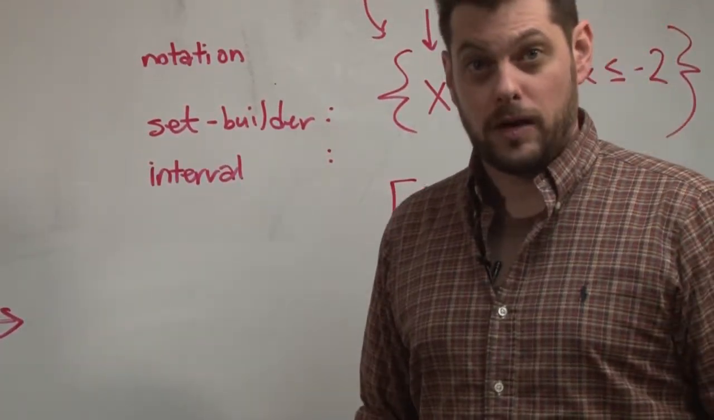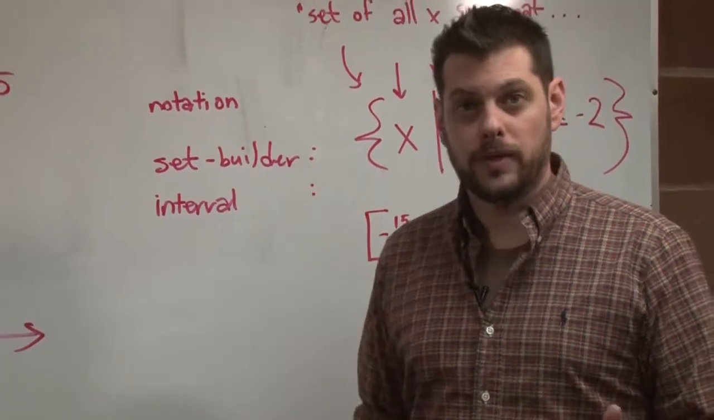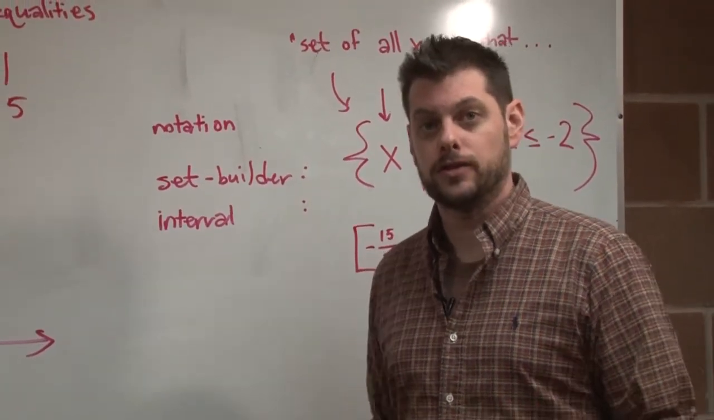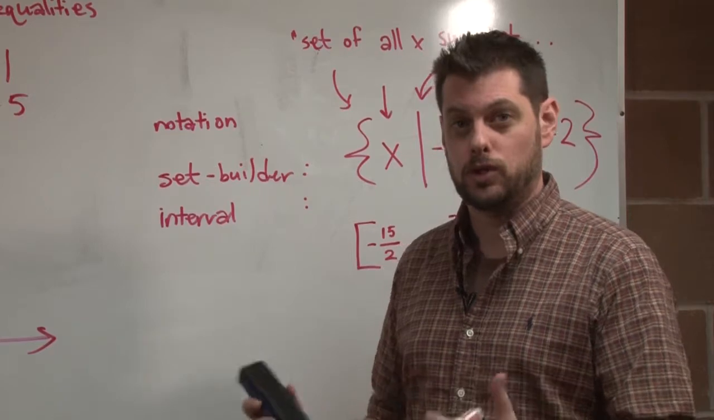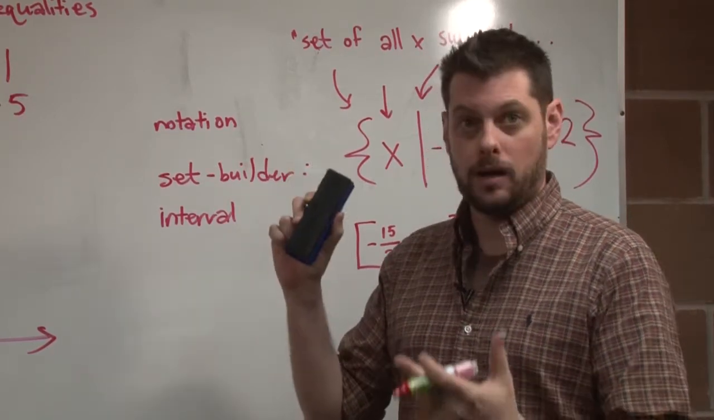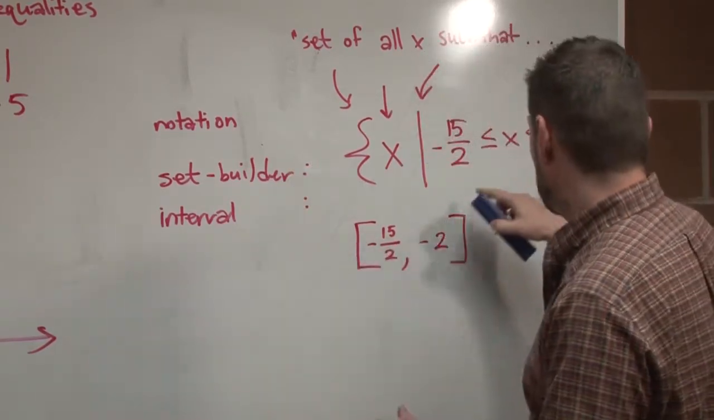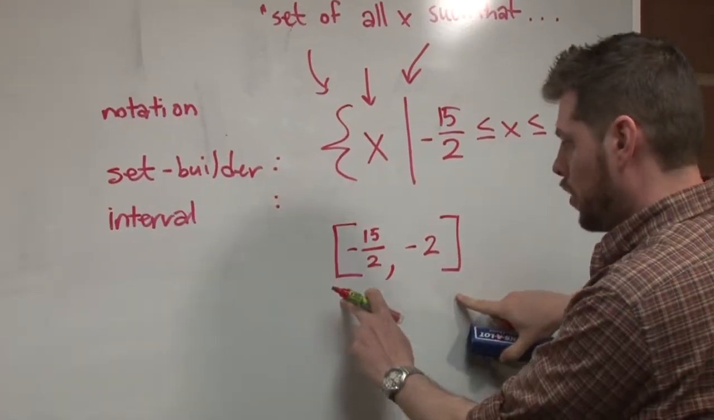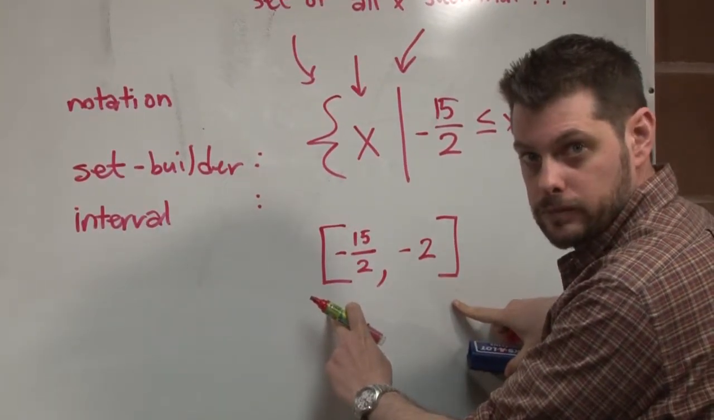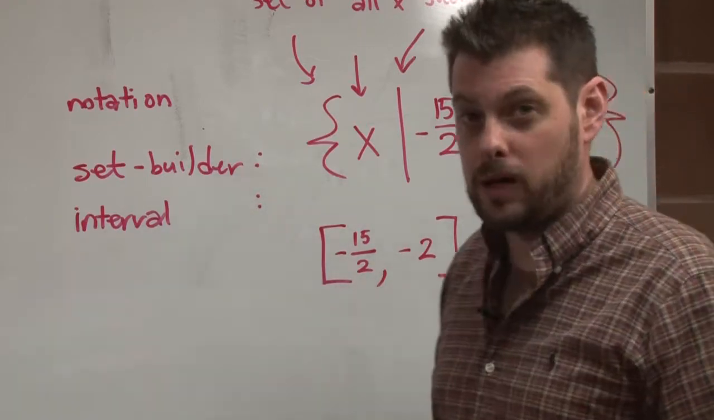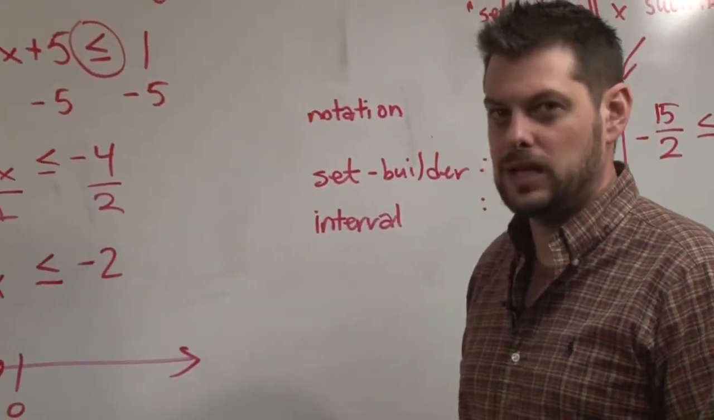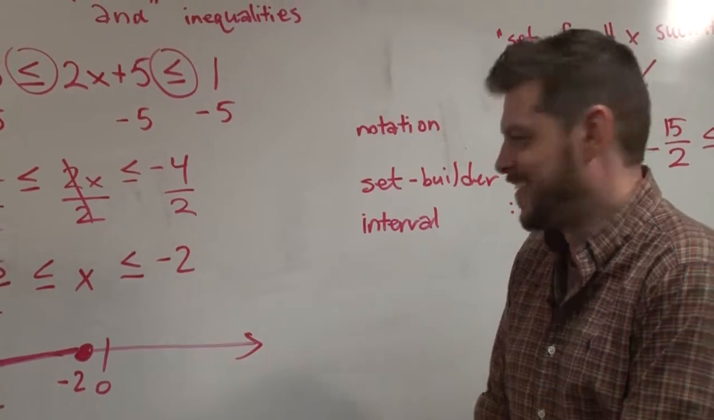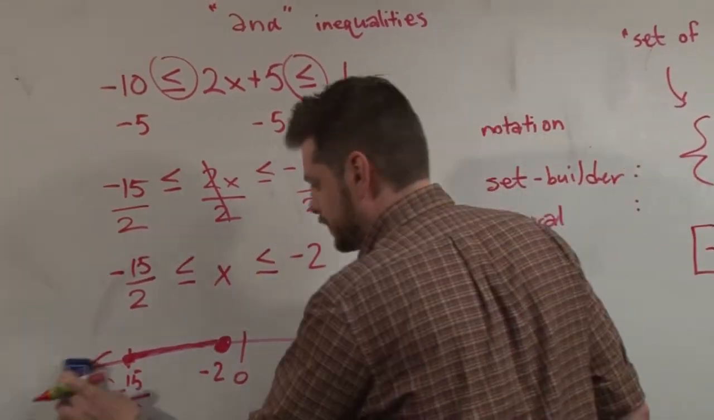Just go ahead and I'll give you a tip. I started out with and inequalities because the solutions to and inequalities will usually be one interval. Okay. X will always be between two numbers, and you can always write that as one interval. Okay. Or inequalities are usually very different, as we'll see here in a second.